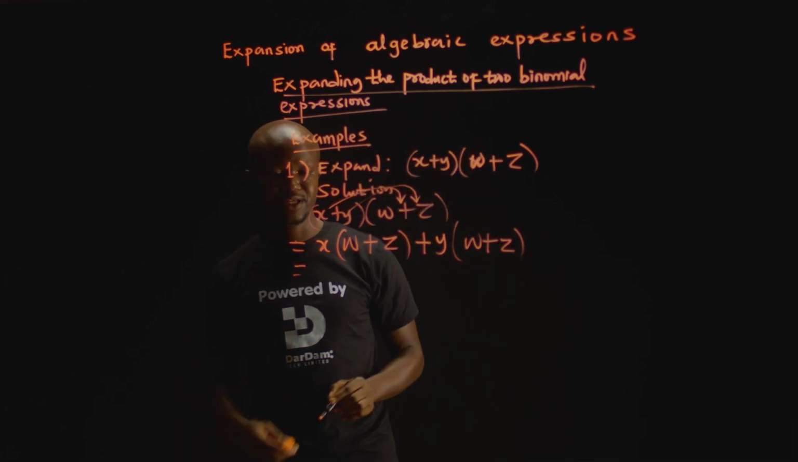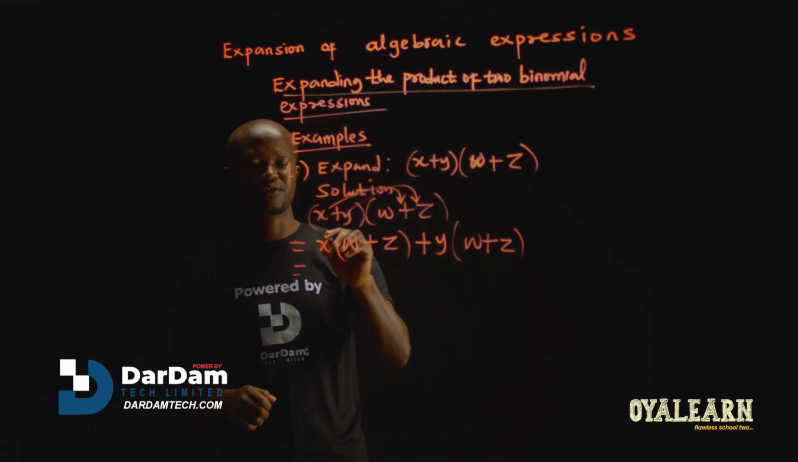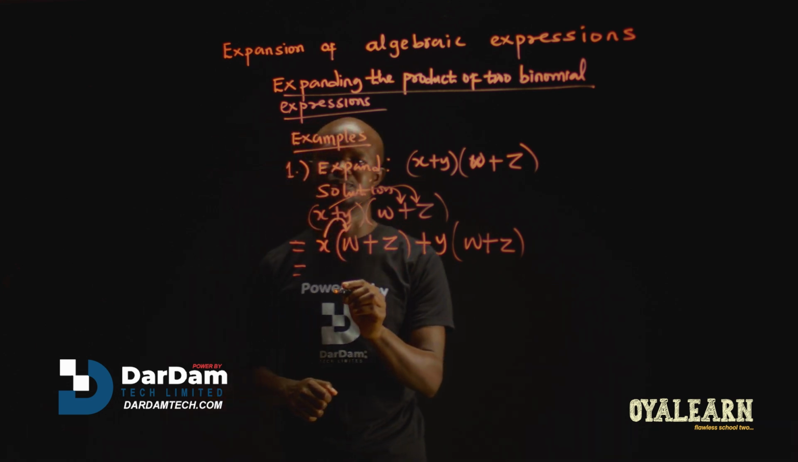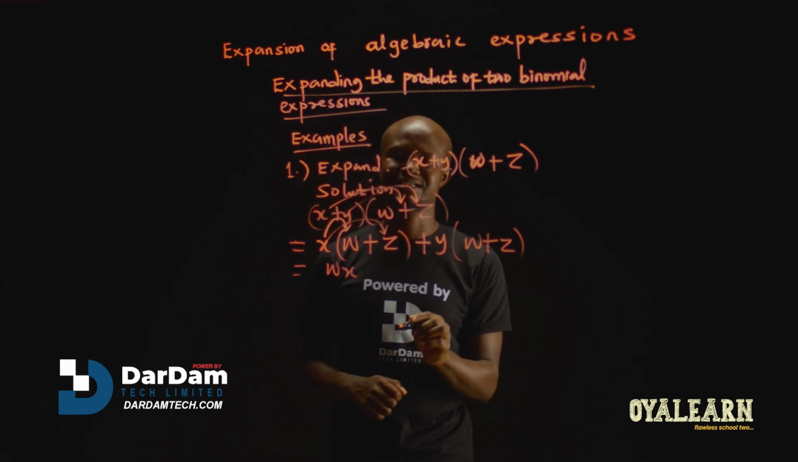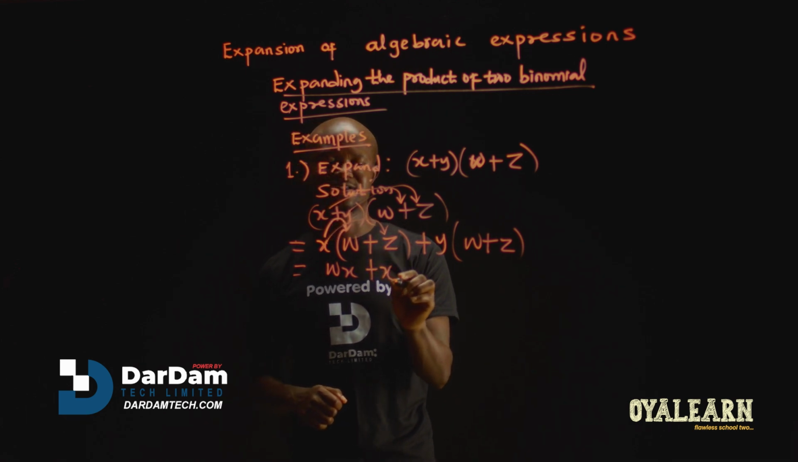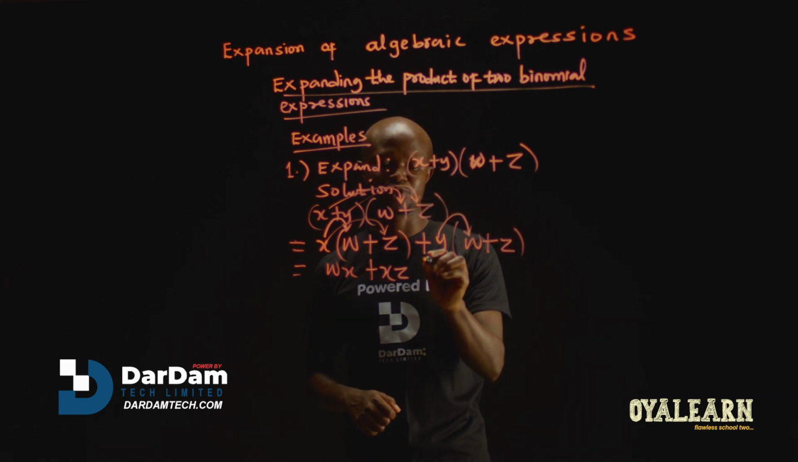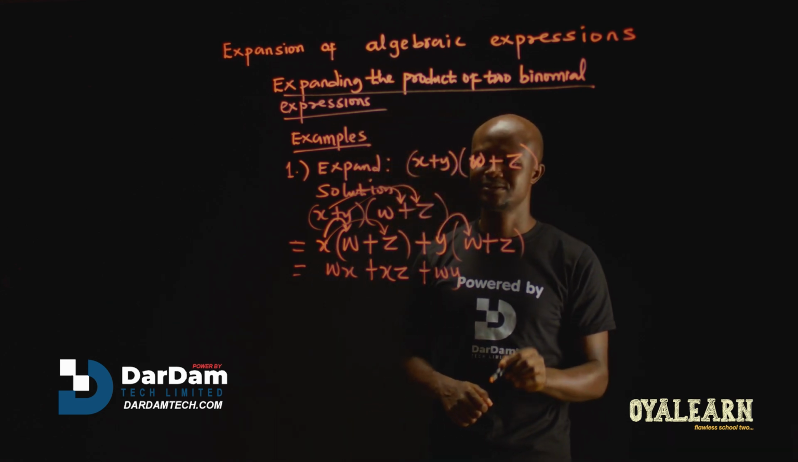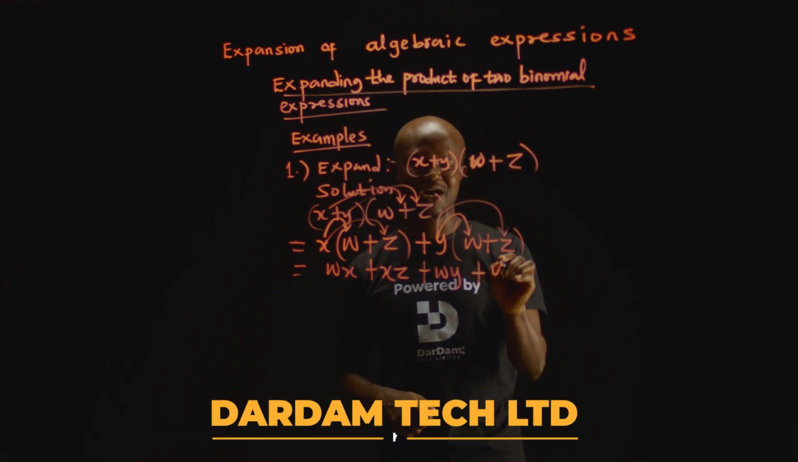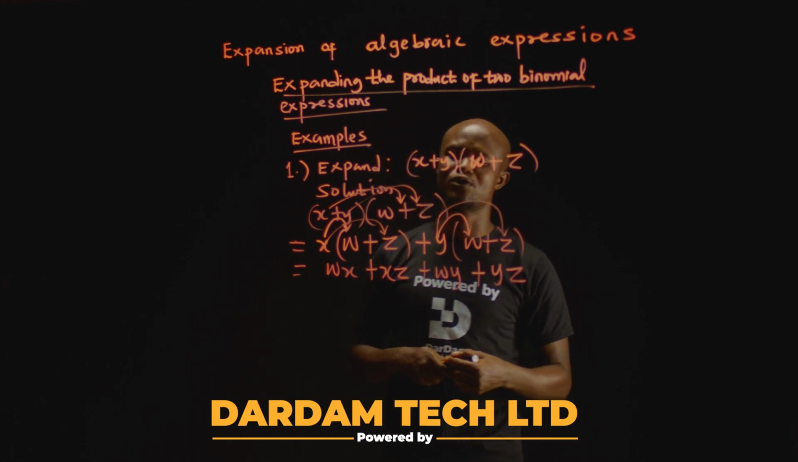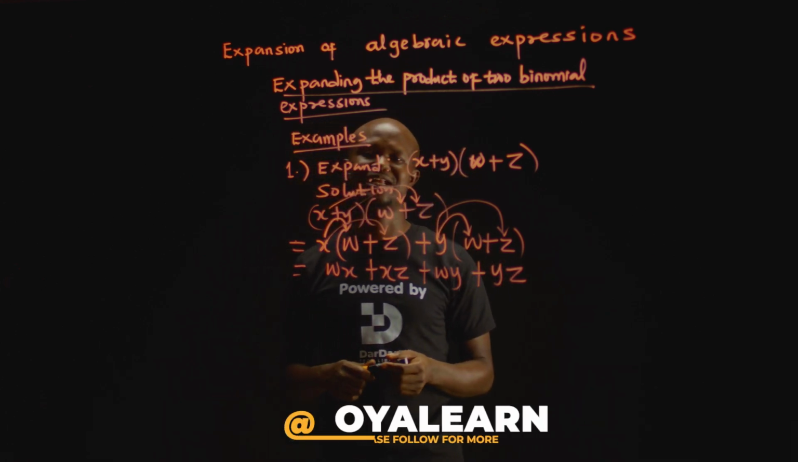Now, the next step is to expand the brackets. Expanding the bracket, we use the letter x to multiply w. So what do we have? We have wx. Then this same letter x to multiply z. So we have xz. Then we have plus y. We use the y to multiply w. So we have wy. Then we use this same y to multiply z. So what do we have? We have yz. Now we have four terms in this algebraic expression, and the four terms are unlike terms.